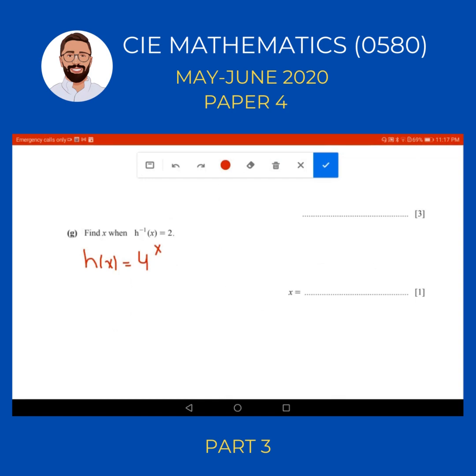So to find x when h inverse of x is equal to 2, 4 to the power of x is the same as log of x to the base 4, and that's equal to 2. So what's x? So x is 4, the base, raised to the power of 2, which is equal to 16. So that's the value of x.